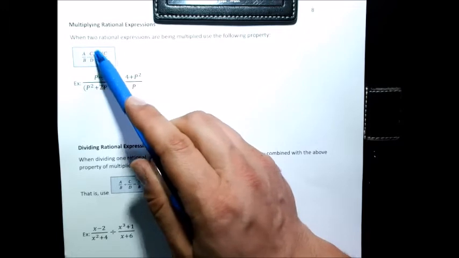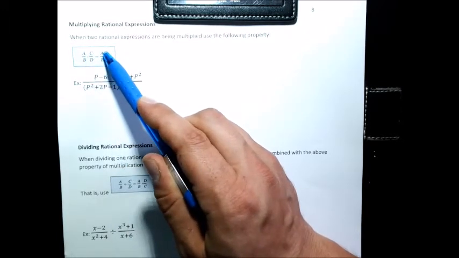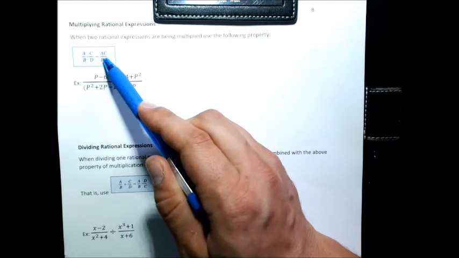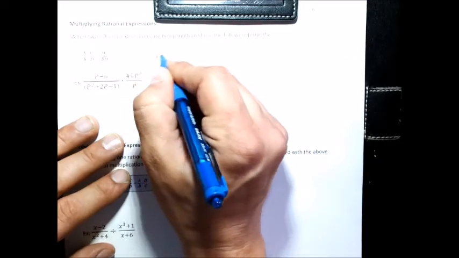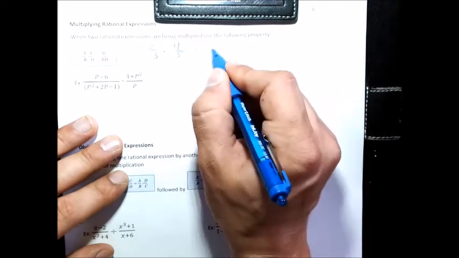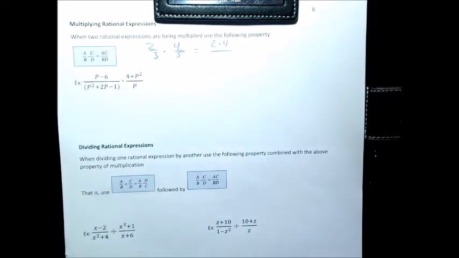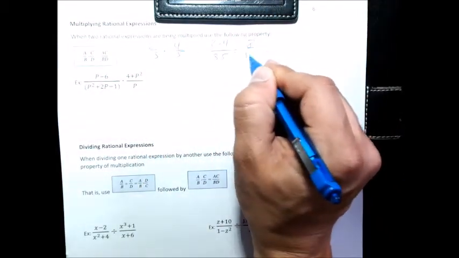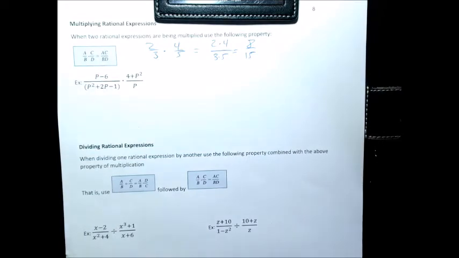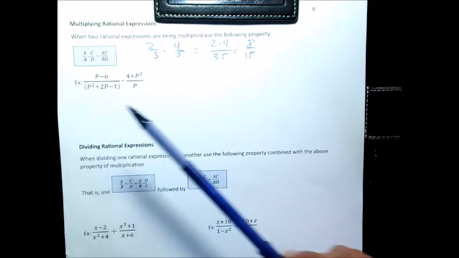When we have two fractions that are being multiplied, you just multiply the tops together to get a times c, and you just multiply the bottoms together to get b times d. So for example, let's say we had 2/3 times 4/5. We just multiply the two numerators together to get 2 times 4, and then we just multiply the two denominators together to get 3 times 5, right? And we get 8 over 15. And it works the exact same way when you have polynomials in there too.